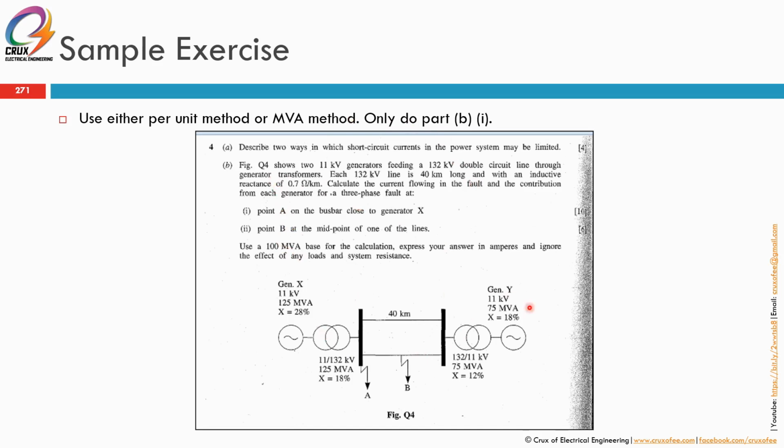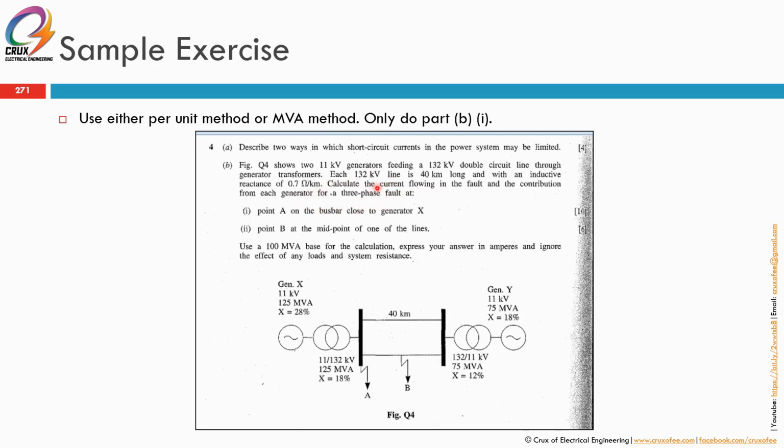So we have figure Q4 here. Two 11 kV generators, you can see on the left and right side, feeding a 132 kV double circuit line through generator transformer. So each 132 kV line is 40 kilometers long and with an inductive reactance of 0.7 ohm per kilometer. So calculate the current flowing in the fault and the contribution from each generator for a three-phase fault. So this is a balanced fault, three-phase fault.